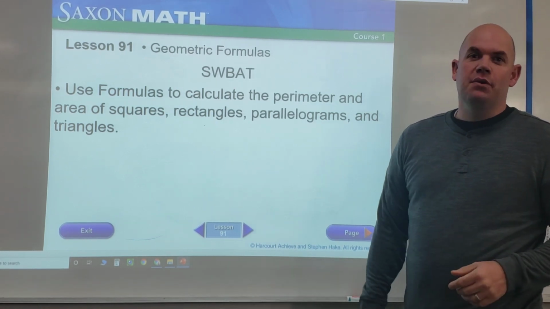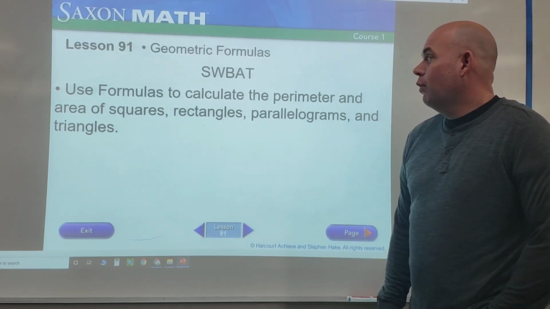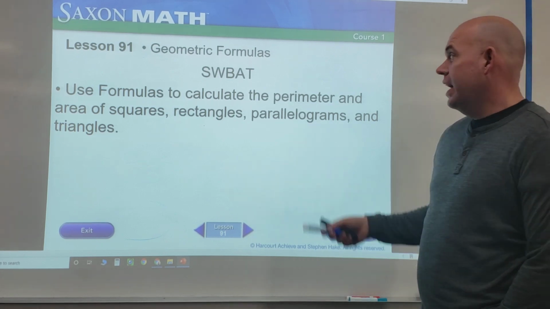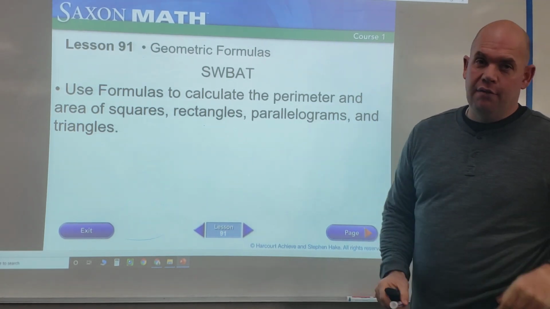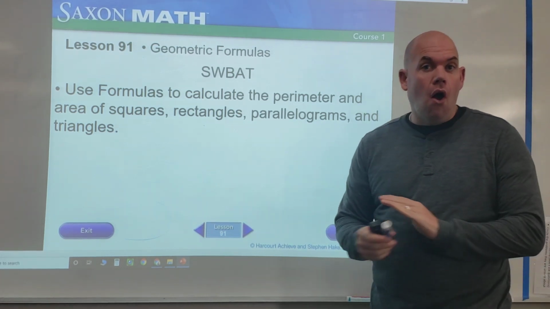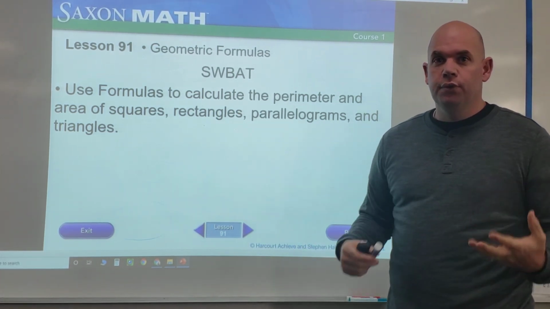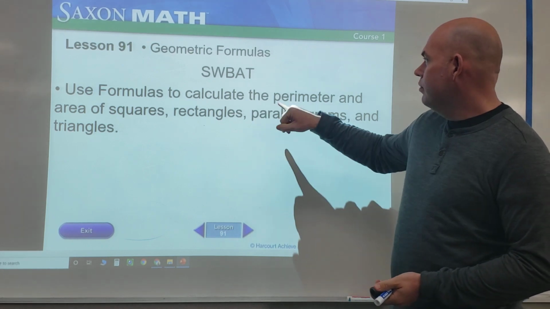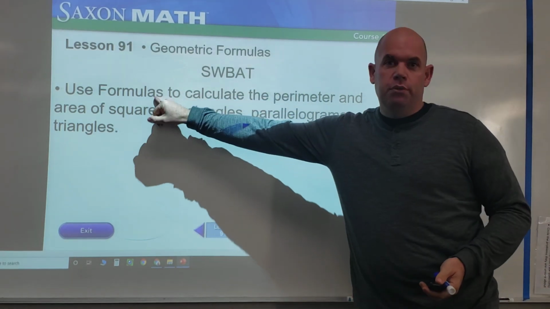We're doing lesson 91, and this is geometric formulas. Today we're going to use formulas to calculate both the perimeter and area of squares, rectangles, parallelograms, and triangles. Now we've done all of these things before. This is a review lesson, but it's mostly because we want to remember formulas.